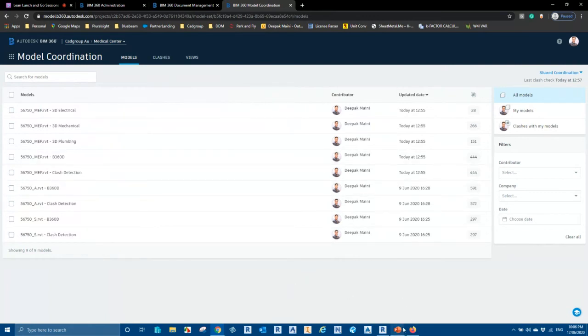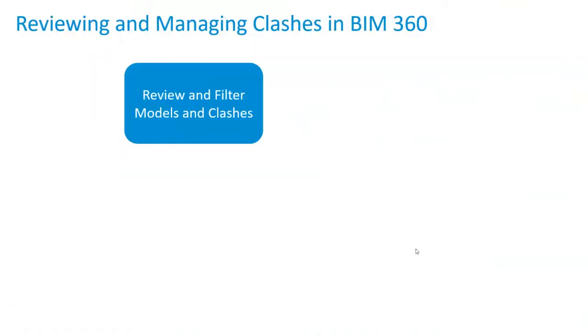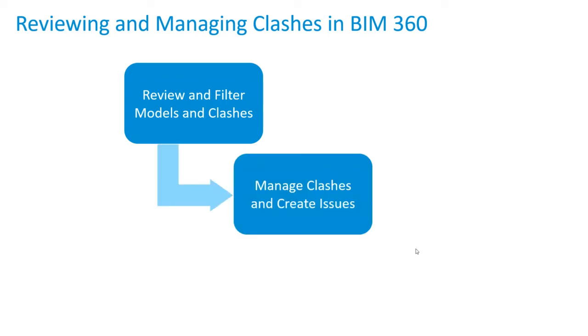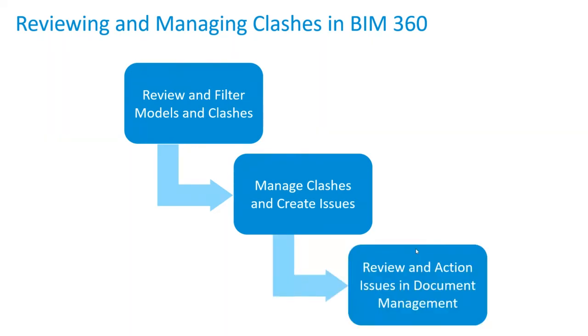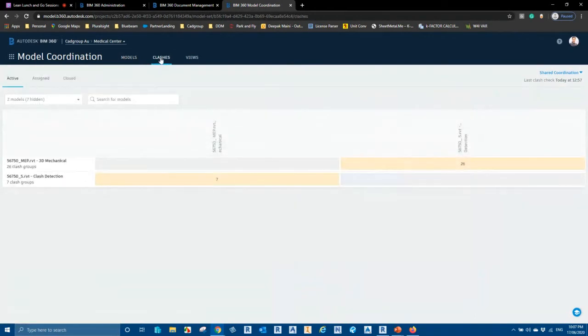All right, so next we want to review and manage the clashes in BIM 360. So we are going to look at reviewing and filtering clashes. So right now we looked at reviewing and filtering models. We look at reviewing and filtering clashes. We are then going to look at how to manage those clashes and create issues and assign them to the individuals for them to fix. And then we are going to look at how we review those issues and action them in the document management interface.